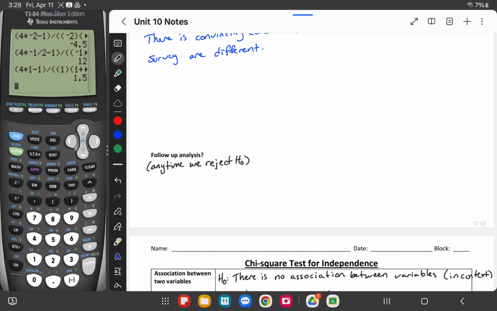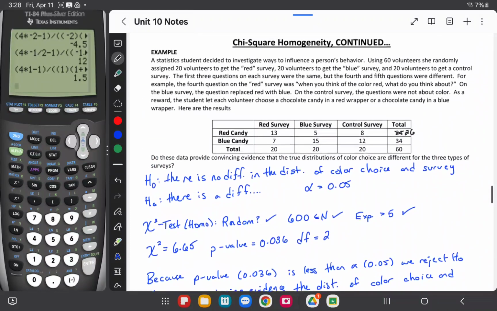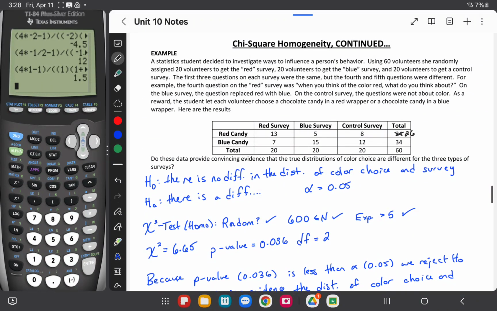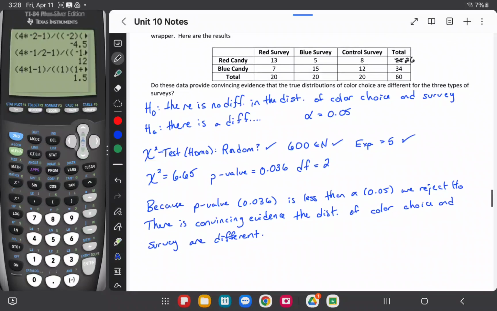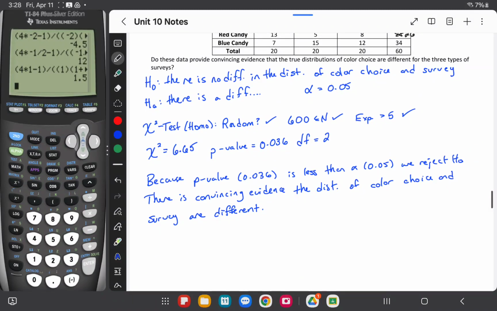So the problem that I'm going to use for some context here was the problem about the different surveys that were handed out. Just as a quick recap, there were surveys that were given out to 20 people each, red, blue, and then the control. And then the participants were asked to choose either a red or blue candy, and that was for their own choice. We were trying to decide, is there any sort of difference in our distributions of the candies that were picked versus the surveys that were given? And we ended up rejecting our null hypothesis when our p-value was less than our significance level in this case.